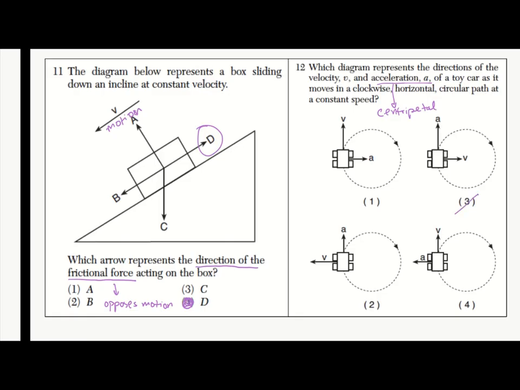Let's cross off 3, cross off 2. And we can also cross off 4 because it's pointing away from the center. But centripetal is towards the center. That's choice 1. And don't forget that v velocity is tangential. So tangent meaning it touches the circle at a single point, kind of scrapes aside like it's showing in choice 1.